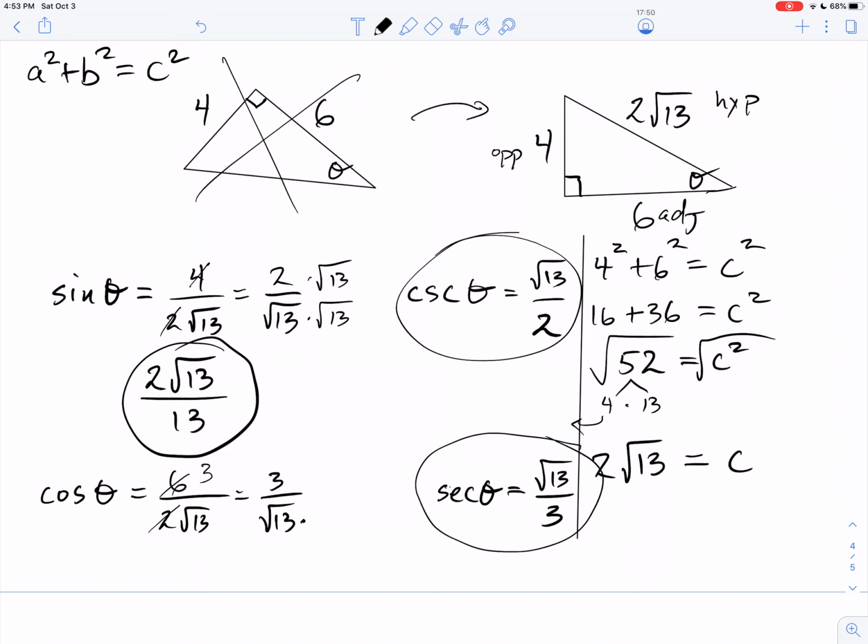But I'm going to finish this. I'm going to go back and say, can't leave the rad in the bottom. I'm going to do this. I'm going to end up with 3 rad 13 over 3. Now that's the answer for cosine.